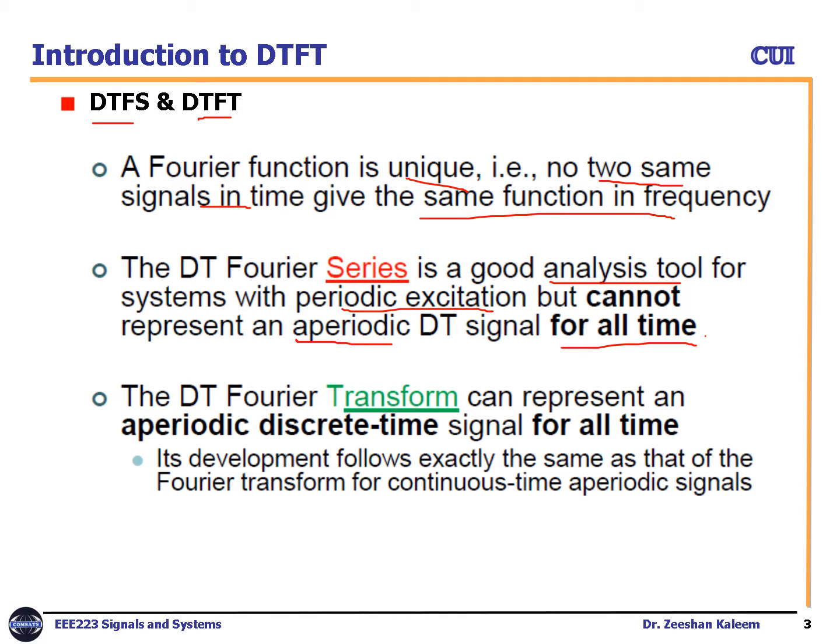So the DTFT, the discrete time Fourier transform, can represent an aperiodic discrete time signal for all time. Its development follows exactly that of the Fourier transform for continuous time aperiodic signals. So the discrete time Fourier transform and the continuous time Fourier transform developments are almost the same for aperiodic signals.